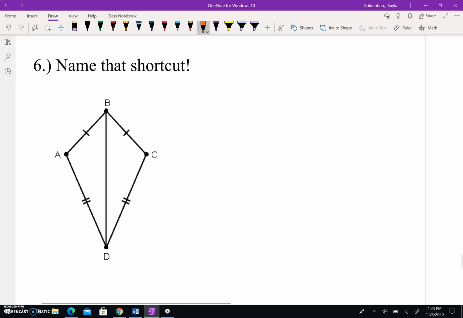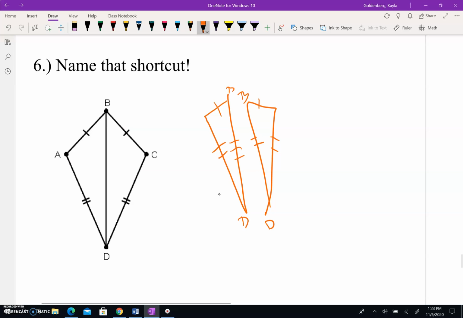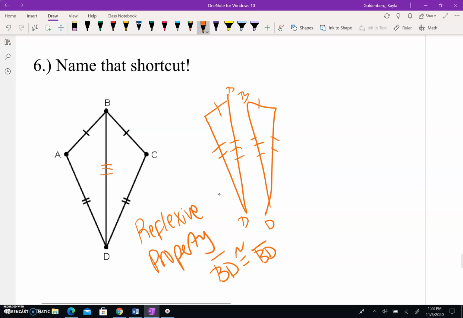So in this picture, they're actually sharing a side, right? Notice that both triangles have B to D. So that means if I was to draw them separately, you would kind of have this look. Notice because you have B and D, that's the same side, that's the same length. So typically on a picture, I will mark it like this. This is called a reflexive property. And it's just the idea that BD is congruent to BD, right? That segment is equal, so you know that it's the same in both triangles.